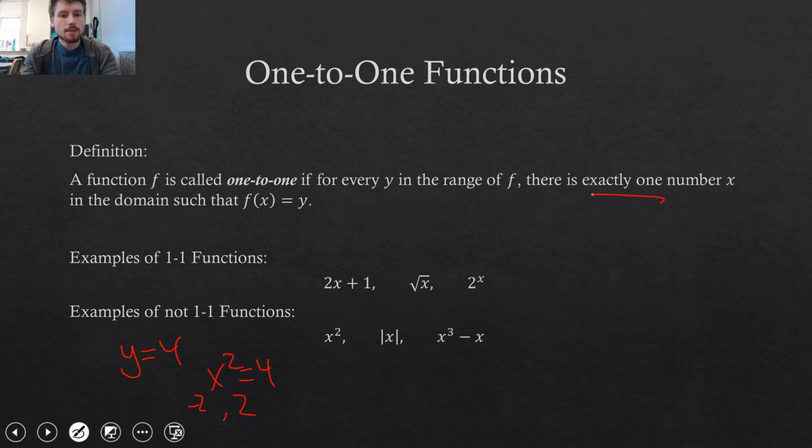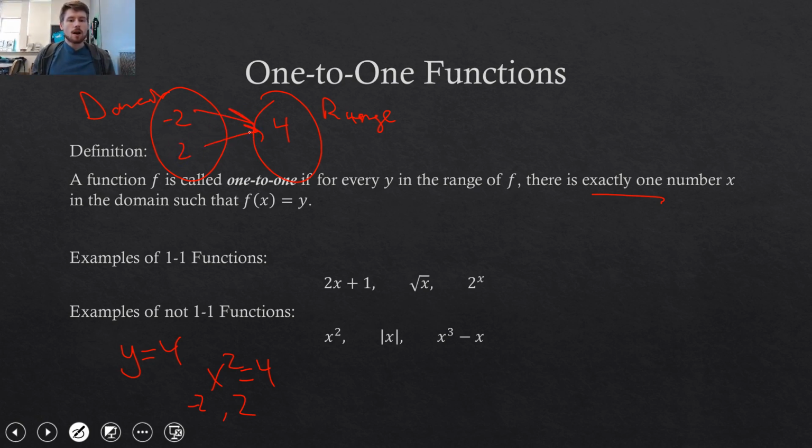So again, graphically, or with like domain and range blobs, you can kind of think of it this way. This is the range, and this is the domain. And we found 4, and we found two different x's, -2 and 2. Both of those map to 4 with our squaring function, and so that's not going to work. It's not one-to-one, meaning we found a y where two different x's went to that.